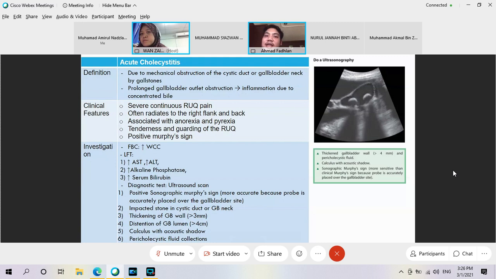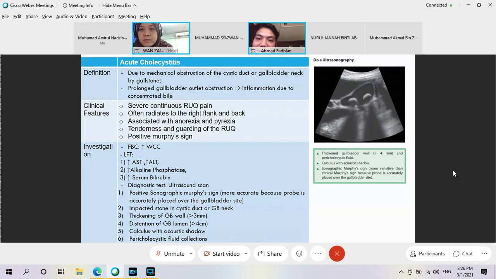So for the investigation, for the full blood count, increase white cell, and for liver function test, increase AST, ALT, increase in alkaline phosphatase because there is obstruction, increase in serum bilirubin. So for the acute cholecystitis, the diagnostic test is the ultrasound scan.